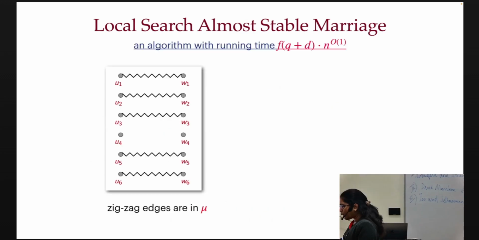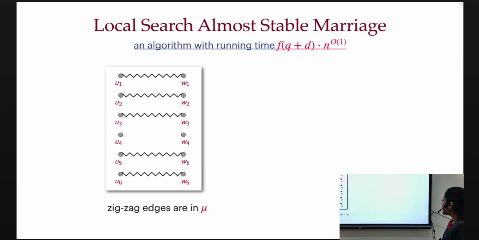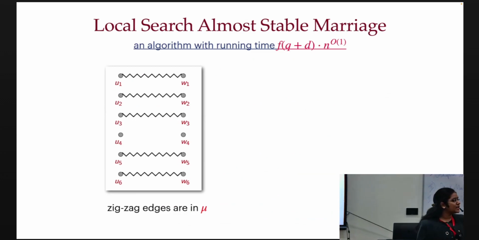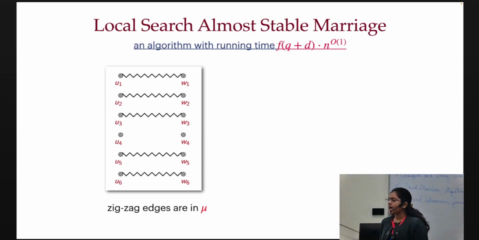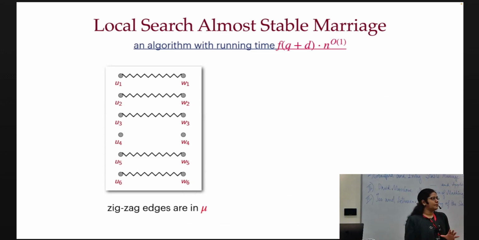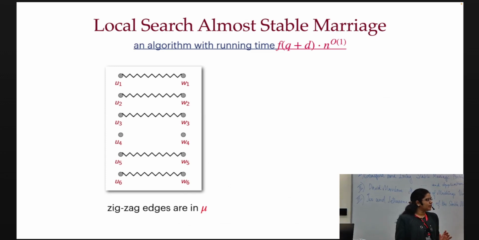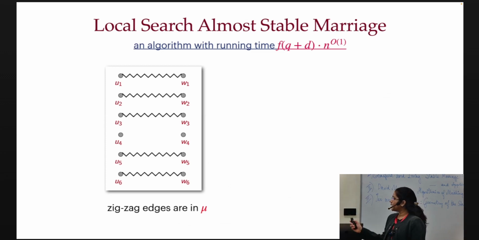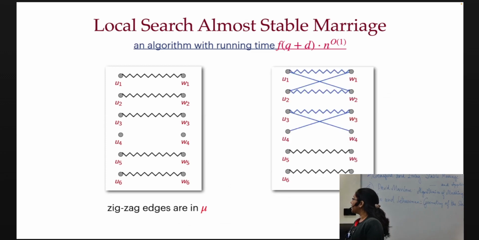Now let us make some observations first. Whatever your instance is, let us say these zigzag edges are in your stable matching. By the way, for local search I need to fix my stable matching, around which we are looking for the solution. So let us say these zigzag edges are in mu, and let us assume there is some solution. Let us try to visualize that. We are not saying that we have this solution, assume a hypothetical solution. How does it look?